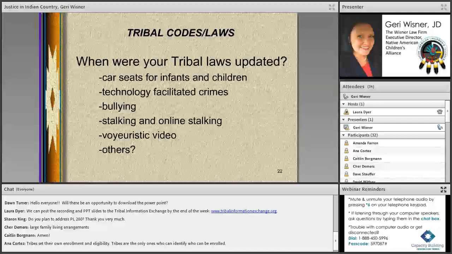Because I'm a prosecutor, we're always looking at technology-facilitated crimes. So that would be anything with a computer, with a cell phone, somebody doing manufacturing, distributing, or possessing child porn, bullying. In many states, they have those laws. And how about us? Stalking and online stalking. Is that a law? How about voyeuristic video? I put voyeuristic video because I heard about it this morning.